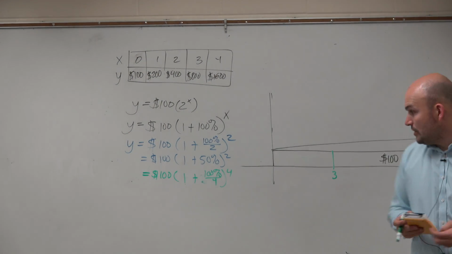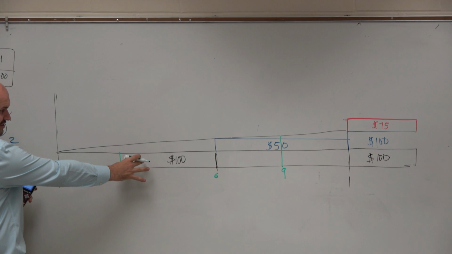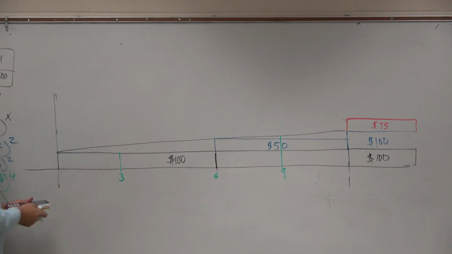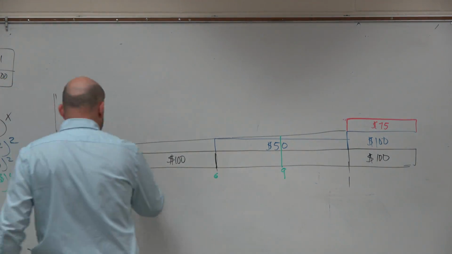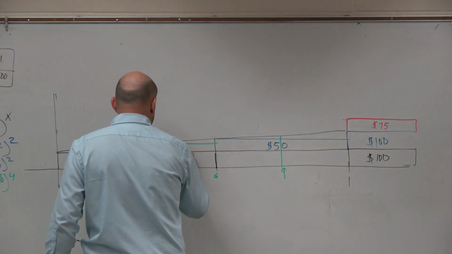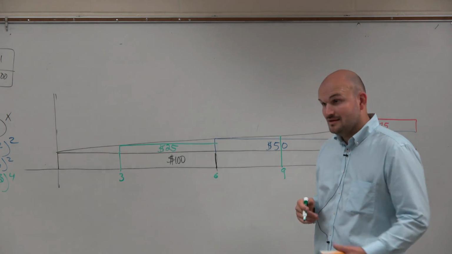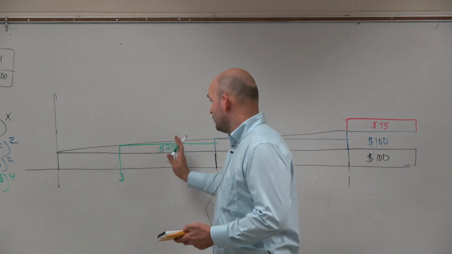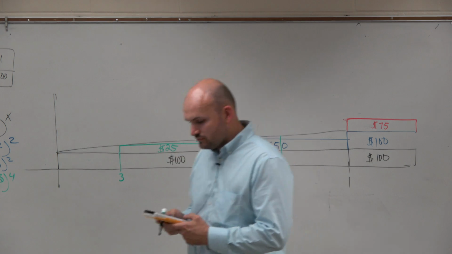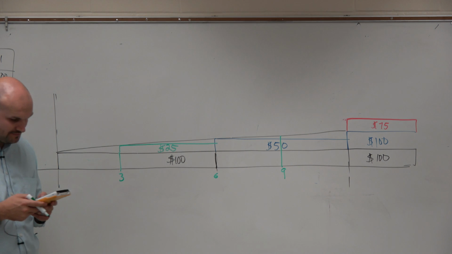OK? So you have your $100 initial investment, right? Here's your $100. Let's earn 25% of $100, which ends up equaling $25. You guys feel me? Right? Now, the second quarter comes in. Now we have to do 25% on $125.